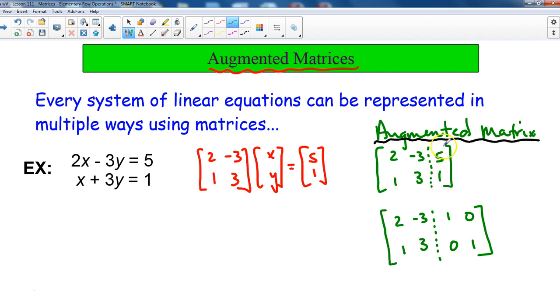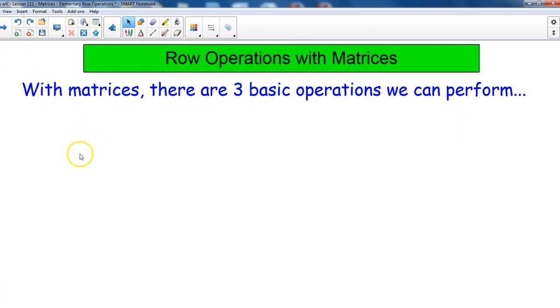Here we augmented the coefficient matrix with the solution matrix, 5, 1, when we were given a set of equations. And here we augmented this matrix as 2 by 2, which may be a coefficient matrix, it may be something else. In this case, it is a coefficient matrix, but we augmented that with the identity matrix. And again, we'll check out why we would want to do that here in a second. All right, so now we want to check out what we can do with these augmented matrices.